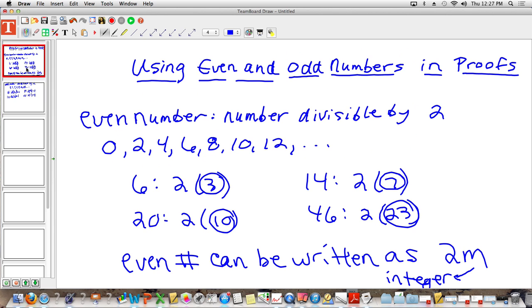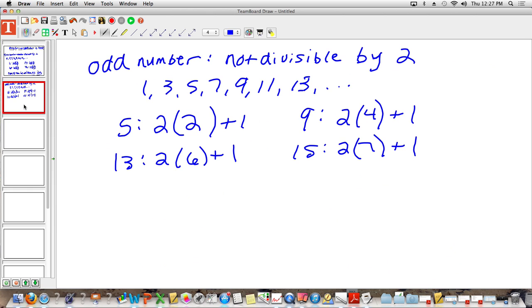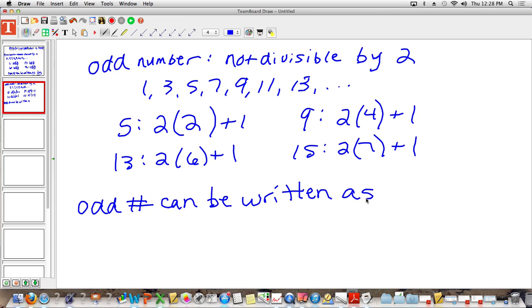So if I go back to this page where it says that an even number can be written as 2m, I would like you guys to write on this page that an odd number can be written as what? 2m plus 1. Very, very nice. That's how we write odd numbers.